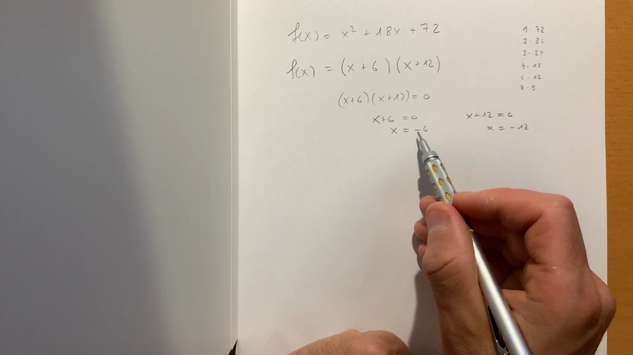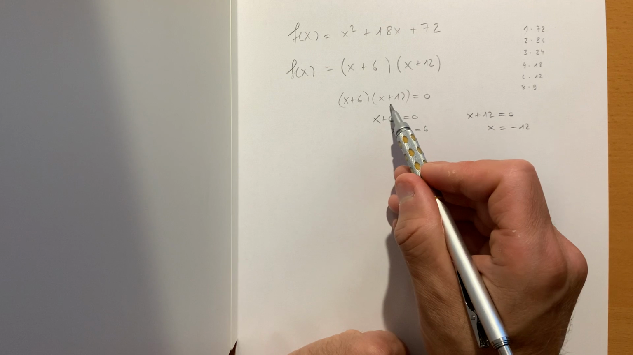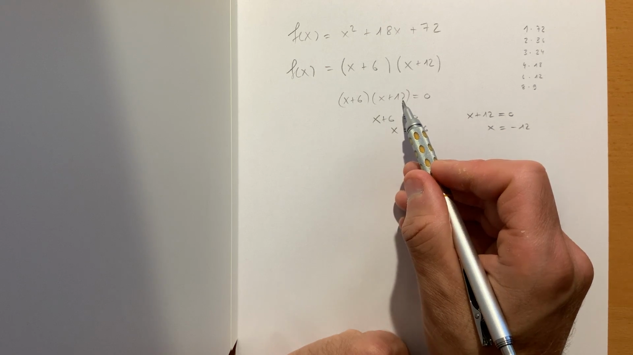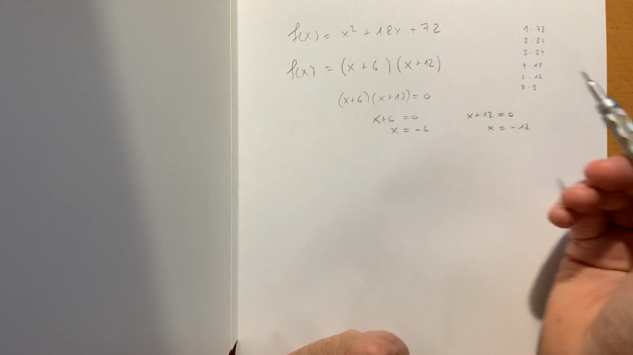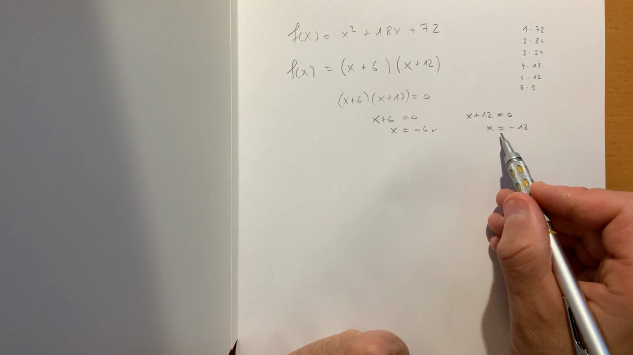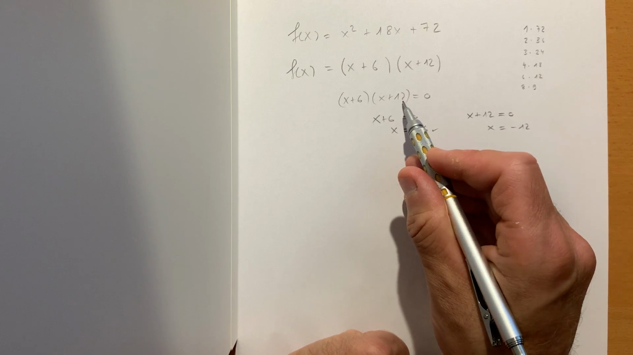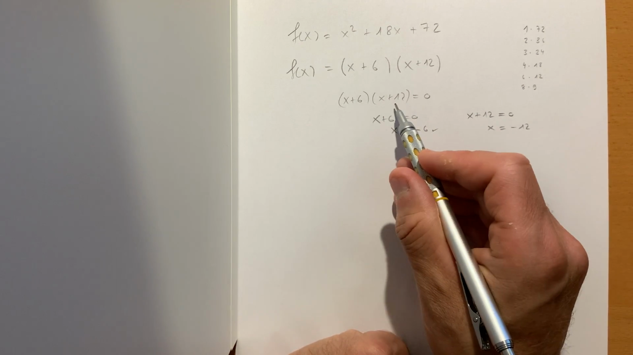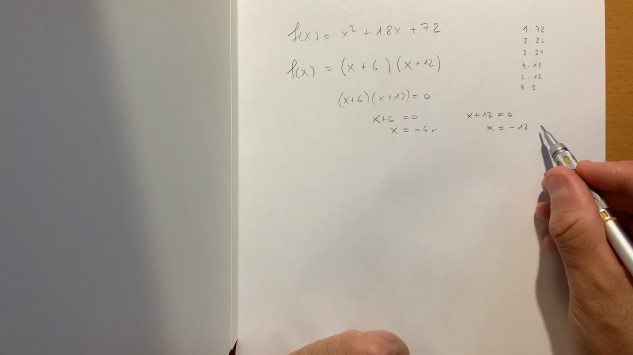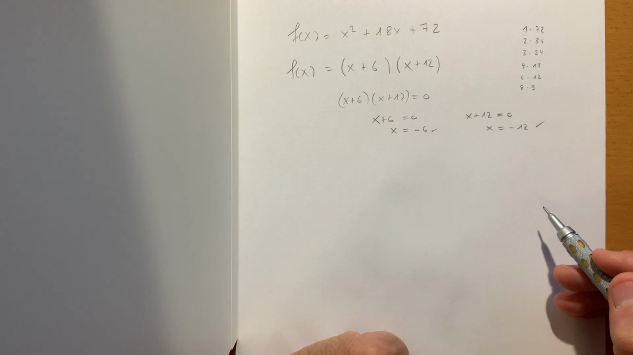So either you plug in minus 6 and that would satisfy this equation, or you plug in minus 12. Let's think that through. So minus 6 plus 6, that's 0. And then minus 6 plus 12, that's 6. So 0 times 6 is 0. So it checks out. The second one, minus 12 plus 6, that's minus 6. Minus 12 plus 12 is 0. So minus 6 times 0 is 0. So that checks out too. So these are the zeros of the function.